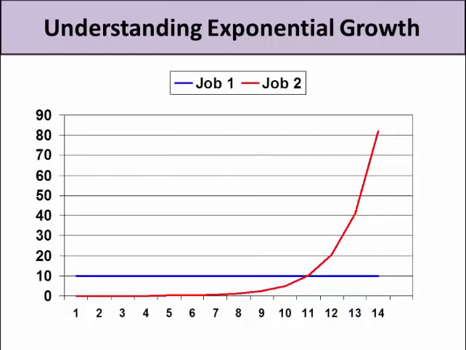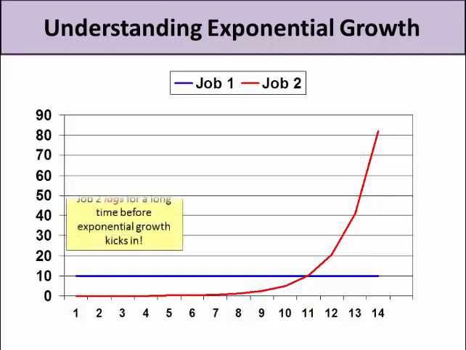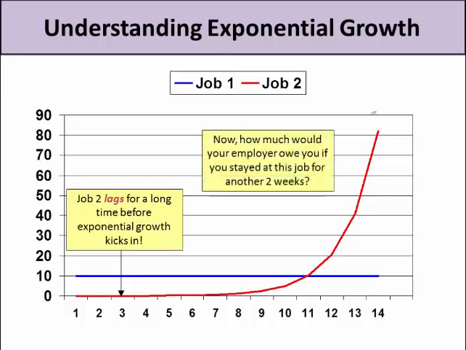Here's how it would work. So our first job is at a constant rate. You're earning $10 an hour. But in the second job, you're doubling your money every single day. And at first, those increments are very, very small. But as time goes on, because your 1 cent grows to 2 cents, grows to 4 cents, grows to 8 cents, grows to 16 cents, and on and on, by the time you get into dollar amounts, you're going to be doubling by that amount of dollars, and it's really going to take off at some point. So job 2 lags for a long time before exponential growth kicks in. That's very common with exponential growth.